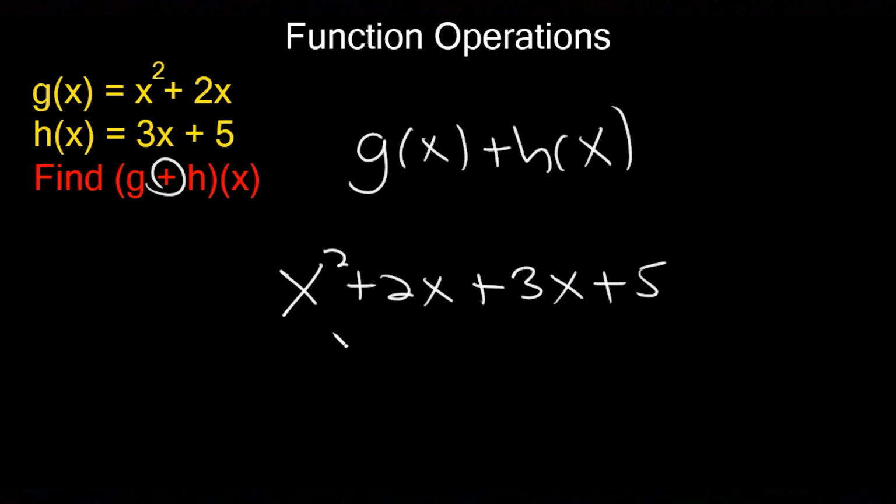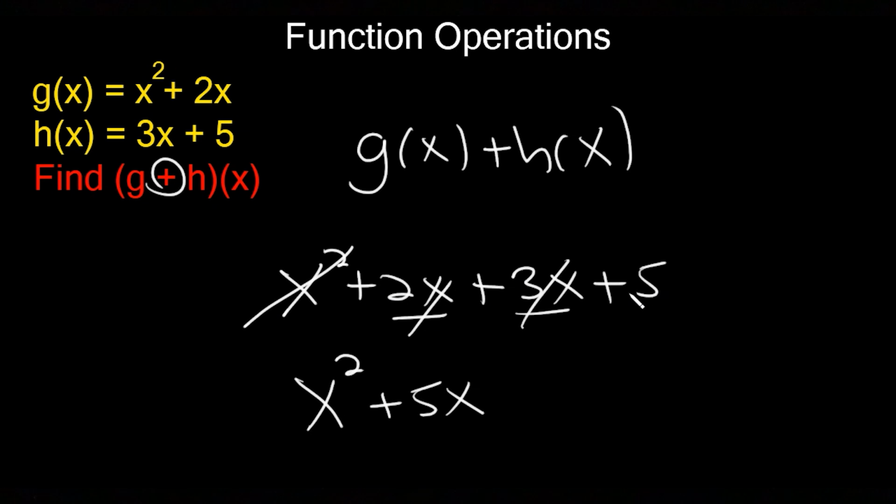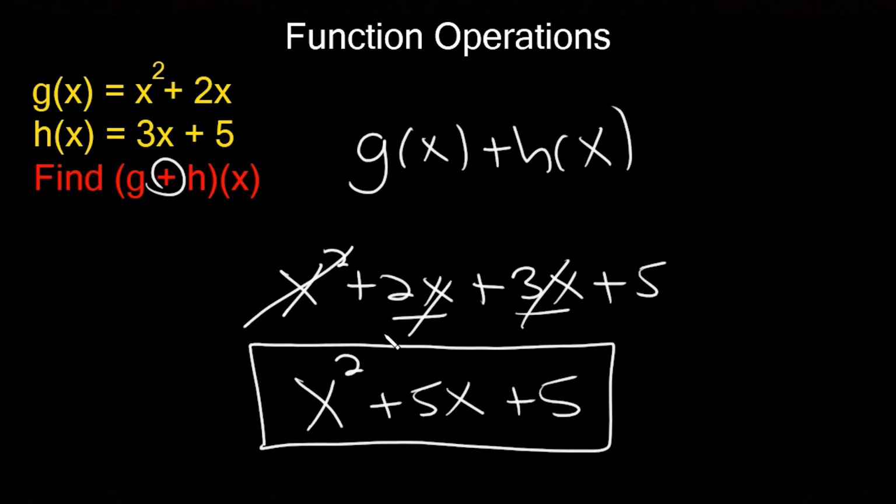Well, x squared, I can't combine that with anything. Okay, I'm done with it. Cross it out. Then I have 2x and 3x. That will give me 5x. I'm done with it. And then I have plus 5. And we are done. Here it is. Okay. And that is it. So that is function operations.